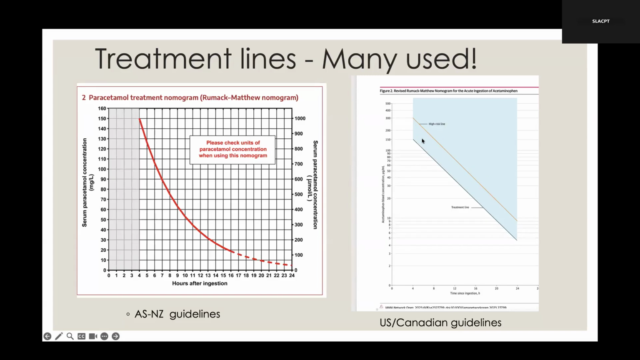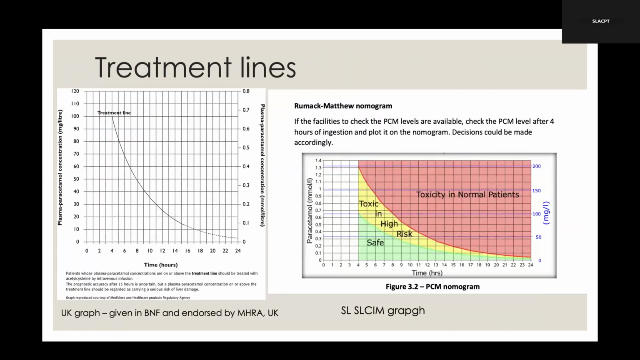So they say if the concentration is above this high risk line, you have to use a higher dose of NAC and for an extended period. And this is the UK graph. The UK graph, which is given in the BNF and is endorsed currently by the MHRA UK, is a lower treatment line starting at 100 milligrams per liter, because they found that few patients develop liver toxicity if they use the 150 milligram per liter starting point.